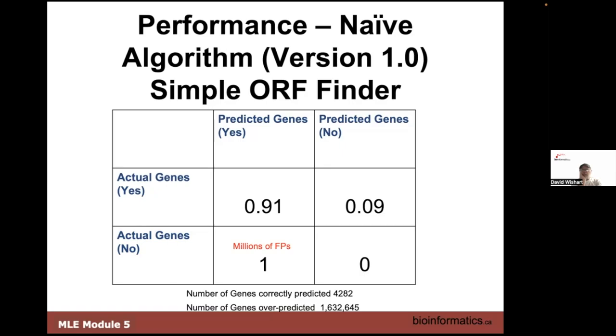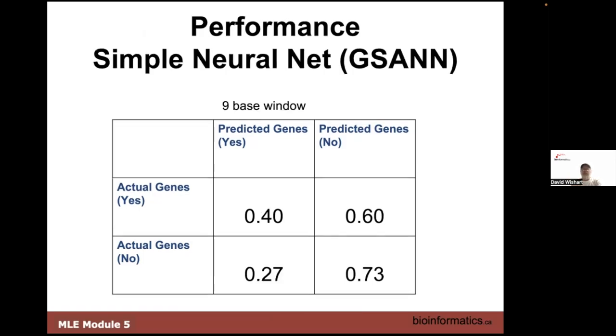It overpredicted by 1.63 million. So that made it a totally useless predictor, but there was some value in this because we realized we could create a filter that would get rid of those false positives.